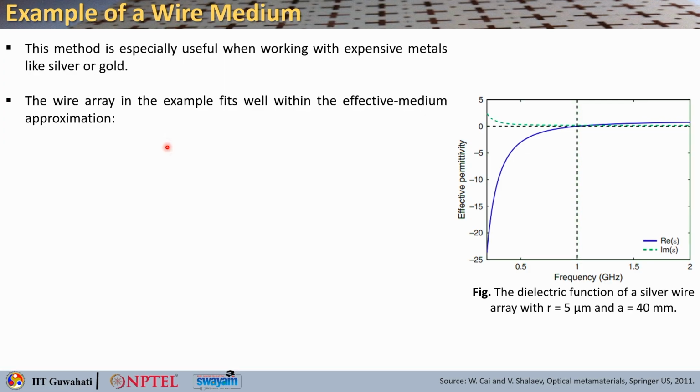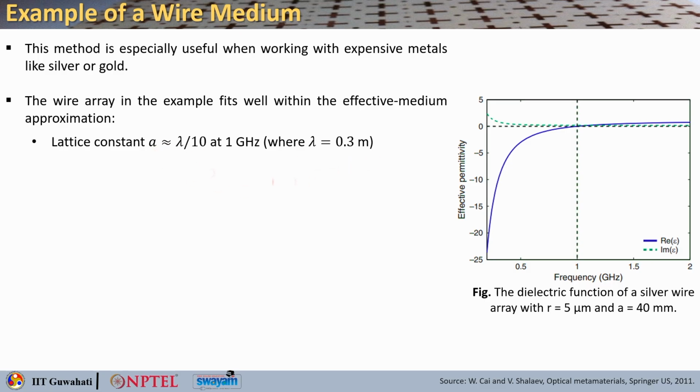The wire array in this particular example is comfortably within the applicability regime of the effective medium theory, because the lattice constant is considered to be of the order of lambda by 10 at 1 gigahertz. Their lambda is around 0.3 meter. So, you can see that the lattice constant was 40 mm.